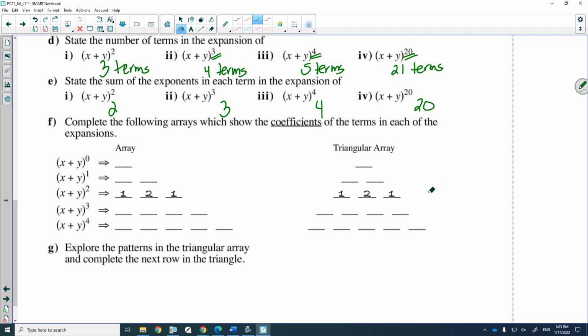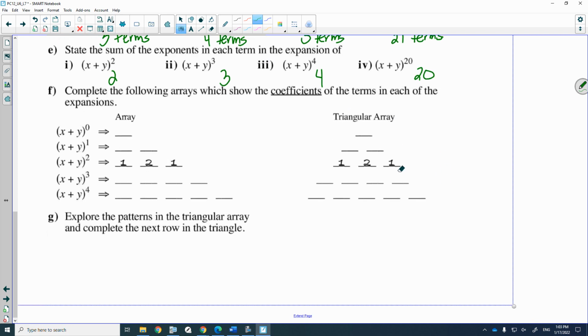Let's fill out Pascal's triangle. So 1's go along the edges. And then you're going to fill in by adding. How they got that 2 was 1 plus 1 is 2. So this would give you 3 and 3. This would give 4, 6, 4.